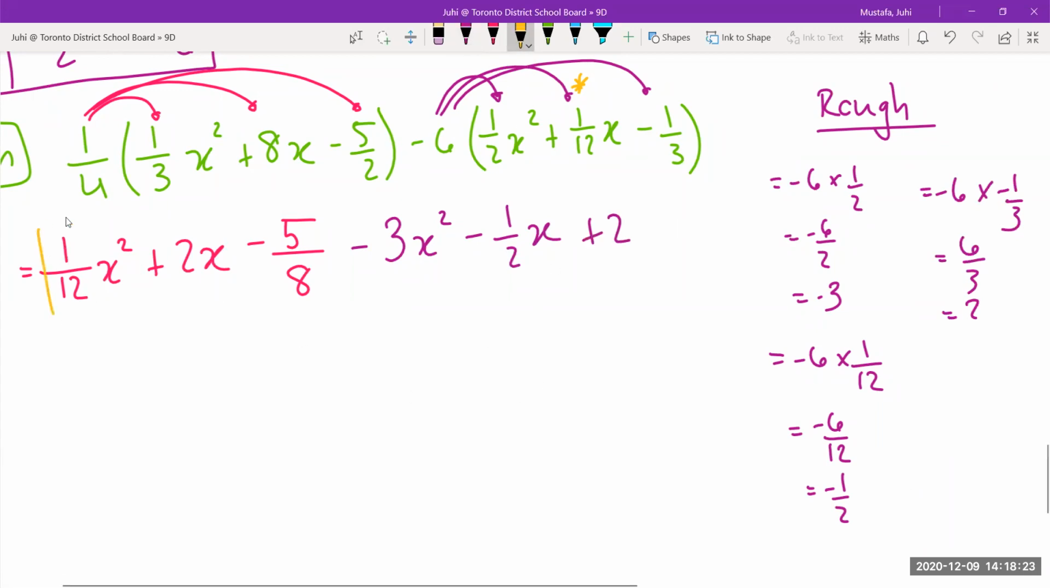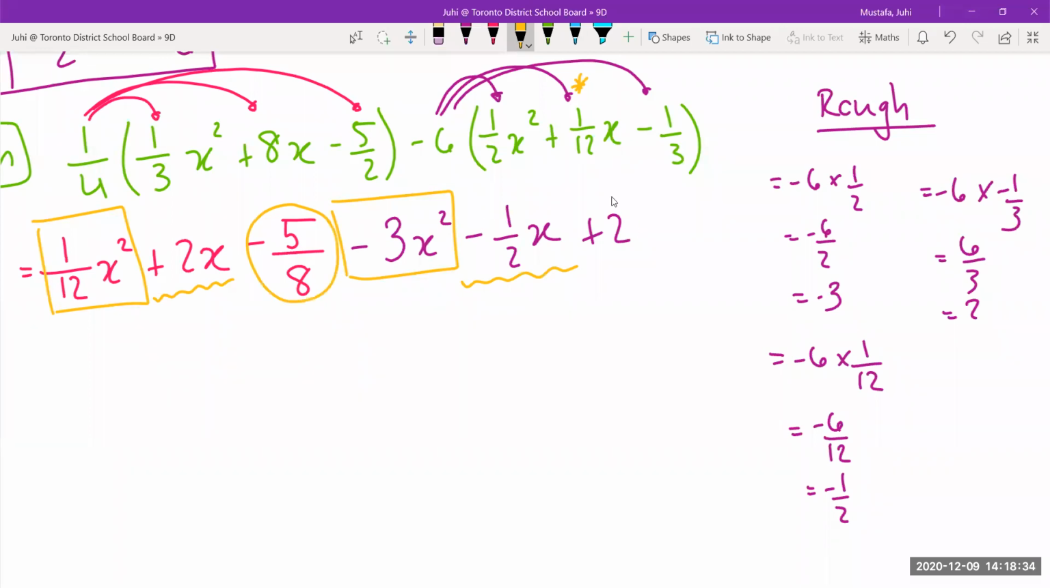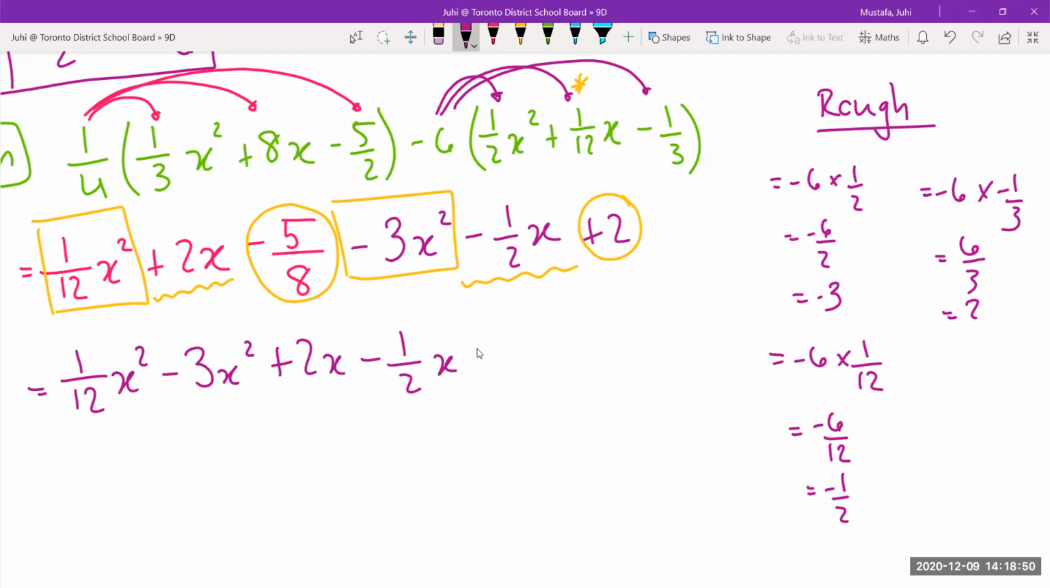I'm ready to collect like terms. So I have a couple of x squareds. Notice that I'm keeping the sign with it. I have a positive 2x and negative a half x. And then I have negative 5 over 8 and then positive 2. So when I rewrite them, I'm going to write 1 over 12x squared minus 3x squared plus 2x minus a half x minus 5 over 8 plus 2.